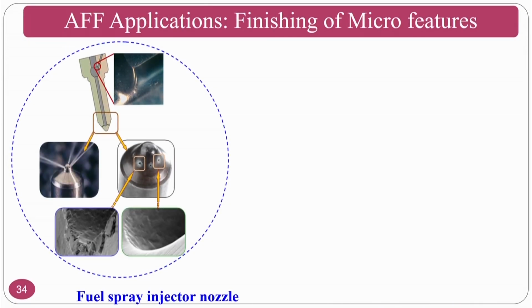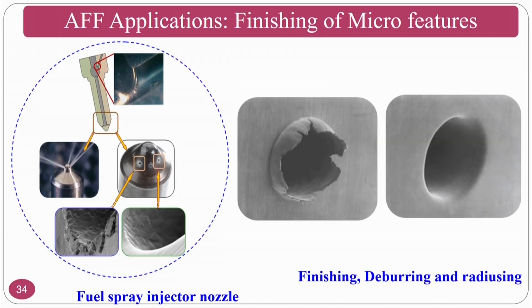Normally, you can do this for micro applications. The micro holes on fuel injector nozzles can be finished, and the recast layer can be removed and finished. At the same time, deburring, which I was talking about in some of the cases, is also done.